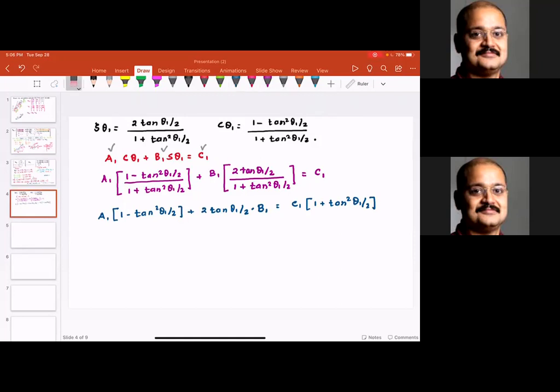If I substitute tan theta 1 by 2 as u, this equation becomes a quadratic equation, a u square plus b u plus c is equal to 0. Are you with me so far? And you can find out the two roots.